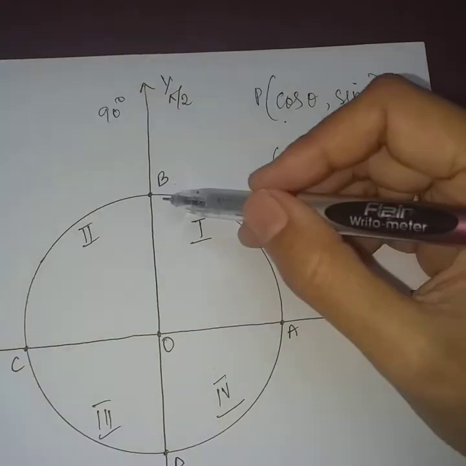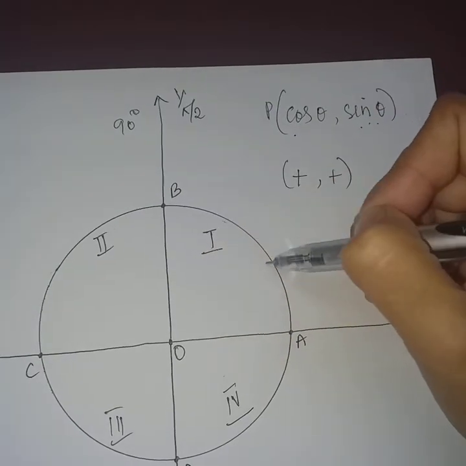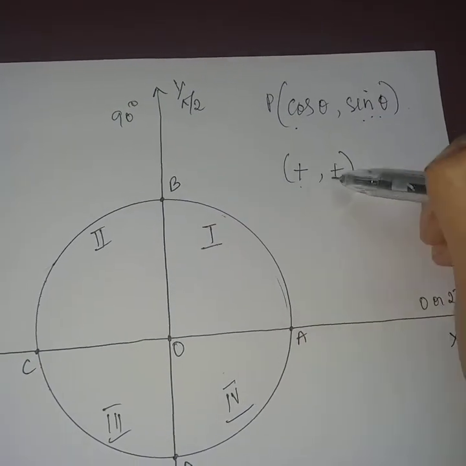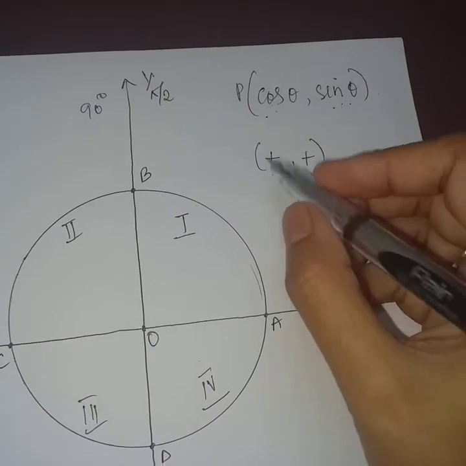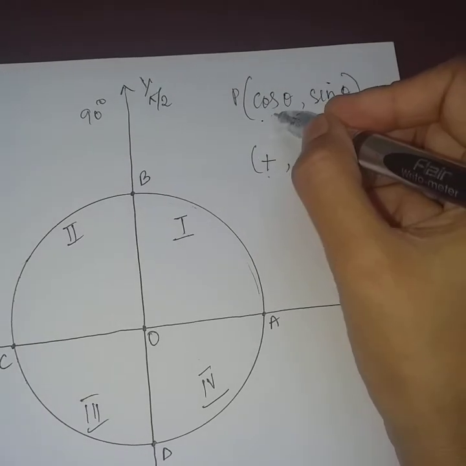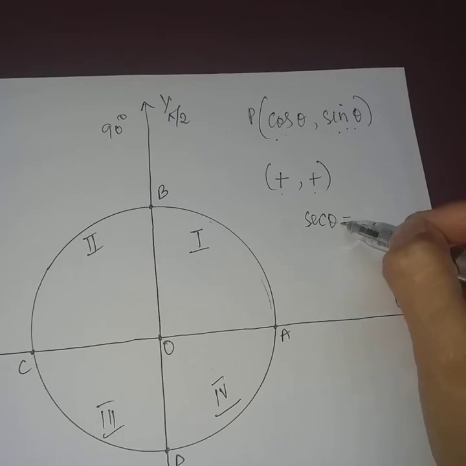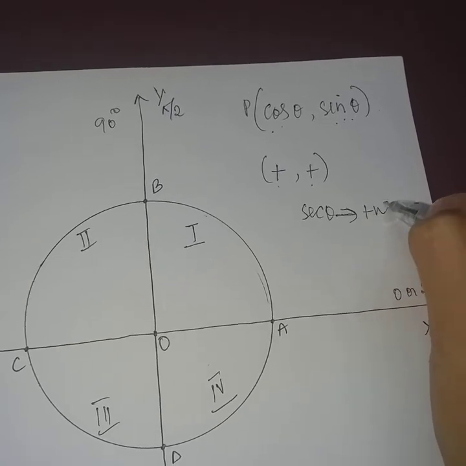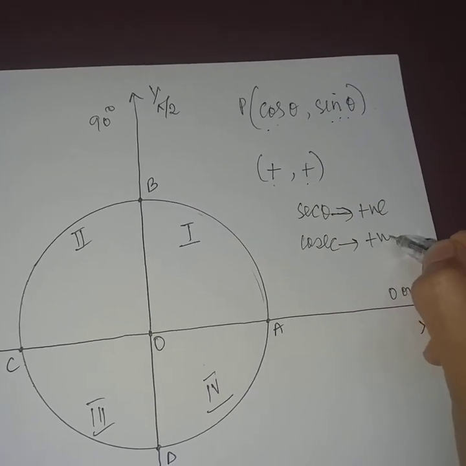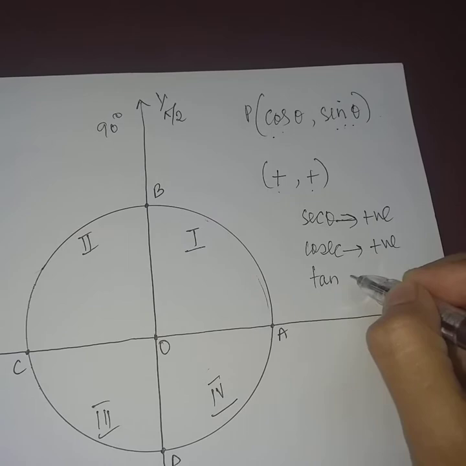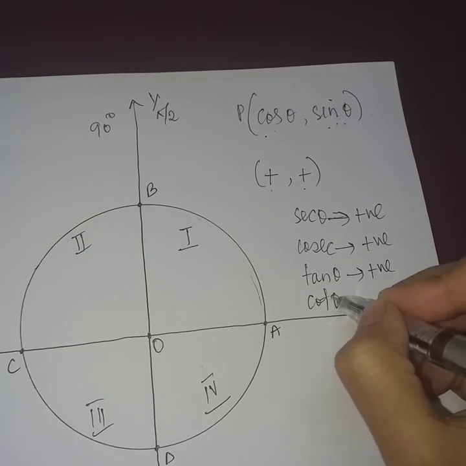Since every point on the first quadrant of this circle has both plus signs, it means cos is positive, sine is also positive. So if cos is positive, then sec theta will also be positive, because sec theta is 1 by cos theta, and cosec theta will also be positive because cosec theta is 1 by sine theta. In this way, tan will also be positive. Tan theta is sine theta by cos theta. Also cot will be positive.